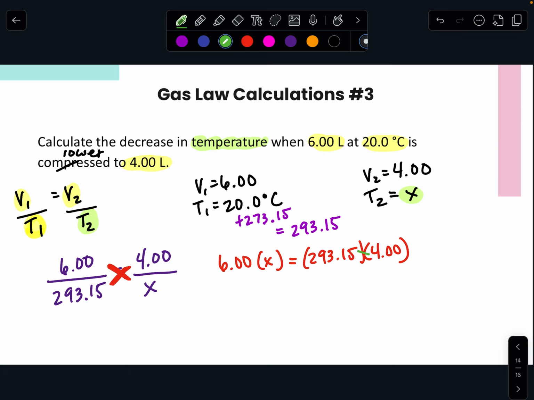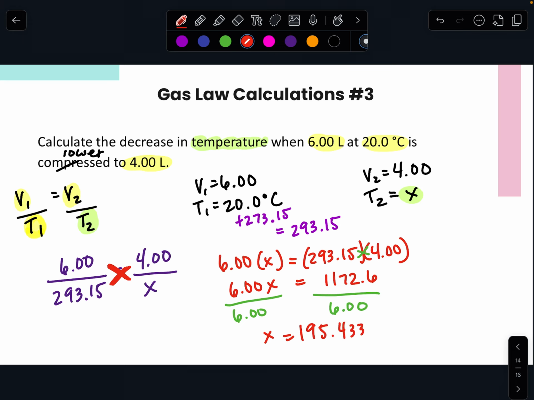So I know I need to multiply these two numbers together. And again, it's probably going to be a bigger number, which is okay. So I'm multiplying those two numbers together. And then I still have the 6x over here. I haven't done anything to that yet. But now I know I need to divide by 6 in order to get the x by itself. So I end up with 195.4 and then a bunch of 3's. So let's go look at our significant figures, okay?